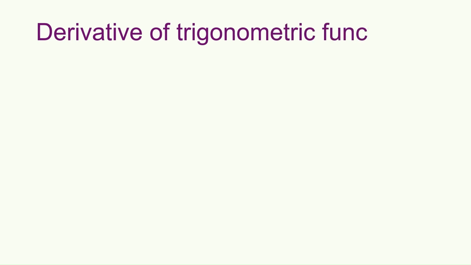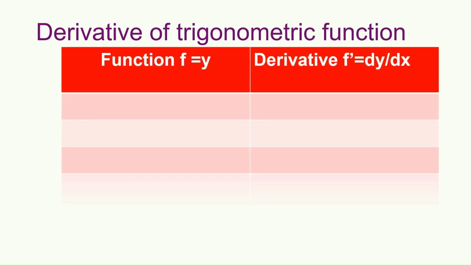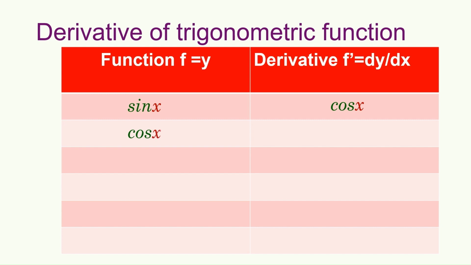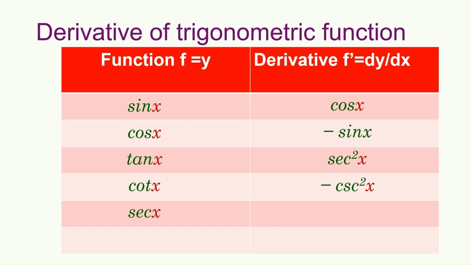Here are some derivatives of trigonometric functions. The derivative of sine x is cos x. The derivative of cos x is minus sine x. The derivative of tan x is sec squared x. The derivative of cot x is minus cosec squared x. The derivative of sec x is sec x tan x. The derivative of cosec x is minus cosec x cot x.